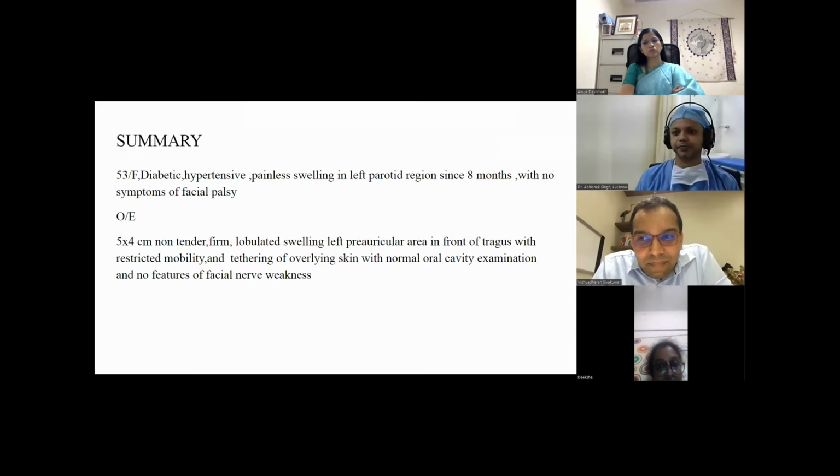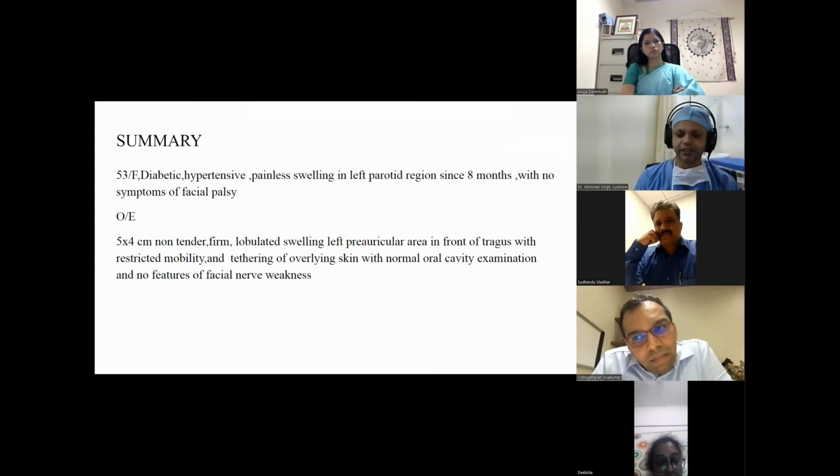So one is the history. She's giving an 8 months history of the swelling and progression in that duration. And also the fixity of the lesion and the tethering of the overlying skin. She has a history of previous surgery 20 years back. Yes, sir. Right. Now, if I think of it this way, it was a benign tumor most likely.